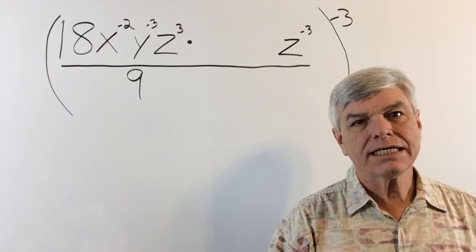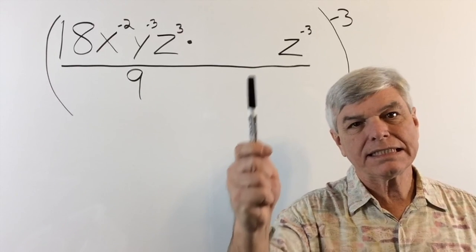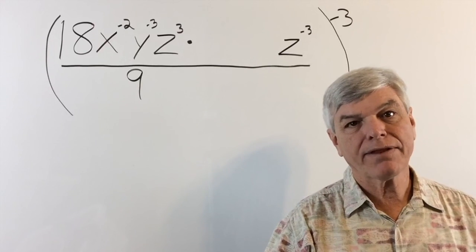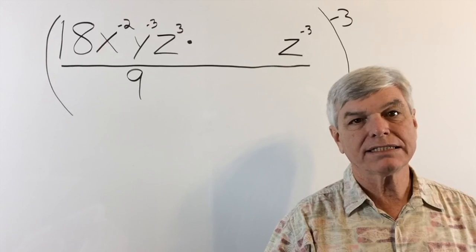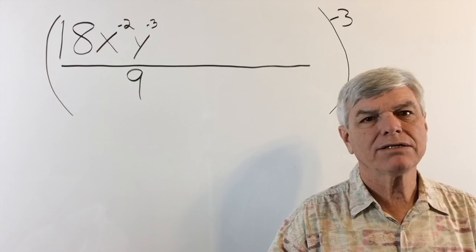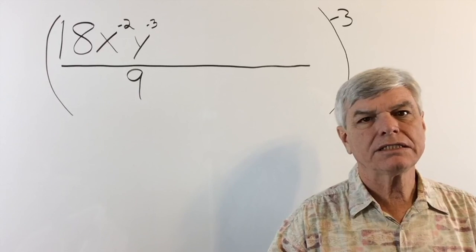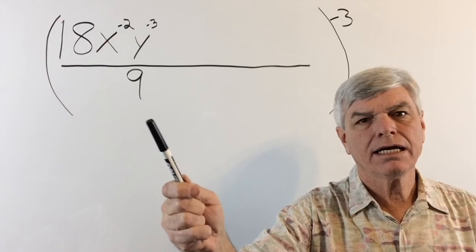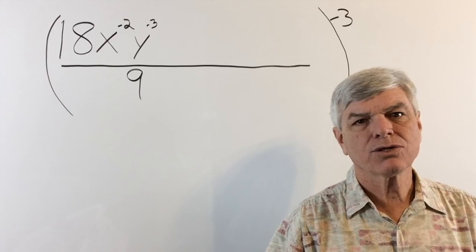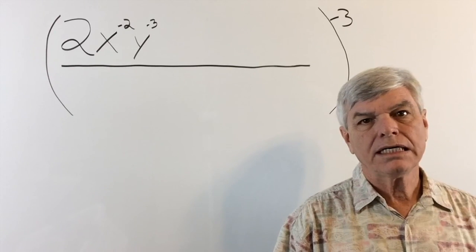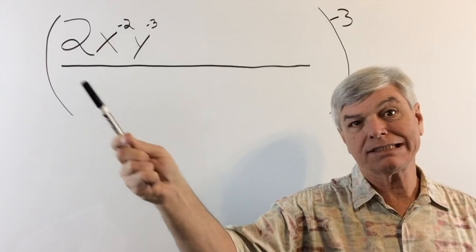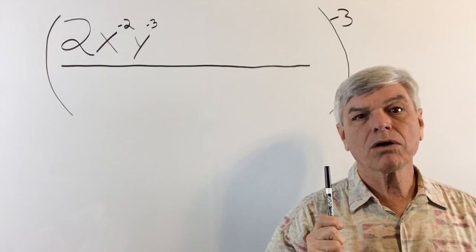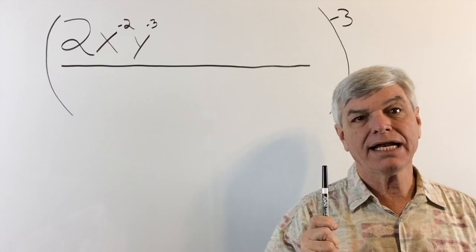And then I got z to the positive 3 and z to the negative 3. What's going to happen there? You already know. Z to the 3 minus 3 is 0, and that's a 1, and it eliminates itself. Wow, we're down to 2 variables, and our units are 18 over 9. That's going to be 2. And now we've done all the work within the parentheses, and this is the second parentheses. We've done all the work within that parentheses that we can.